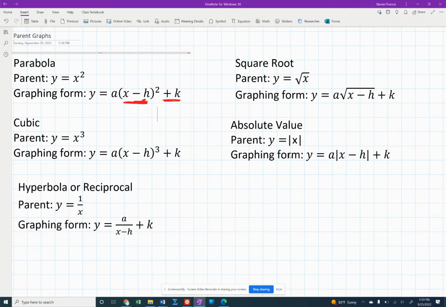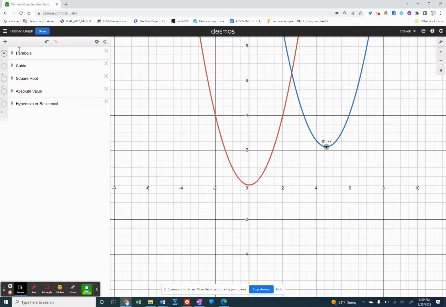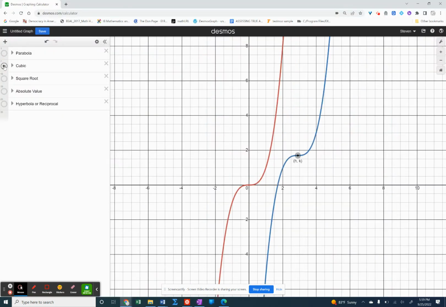I'm just going to continue again. Pause the video at any time that you want to go through this more slowly. The cubic graph, let me turn that off, looks like this. Again, the red one is the parent graph, and the blue one is the shifted graph. I don't have any stretch put onto this graph. I just have a shift over to the new locator point (h, k).